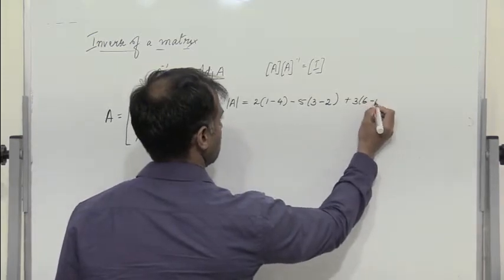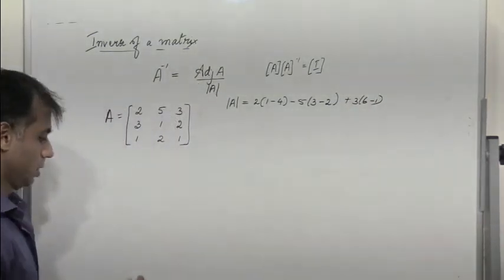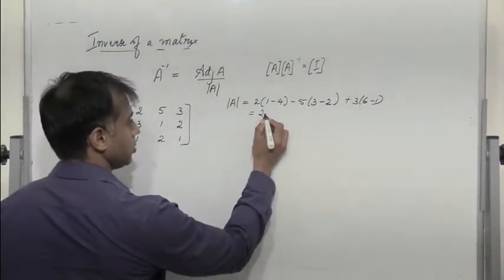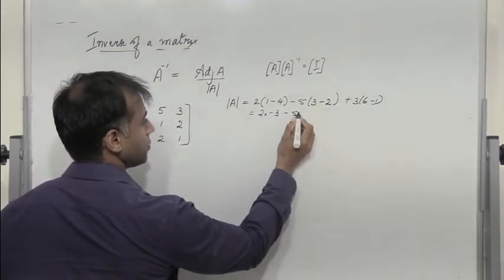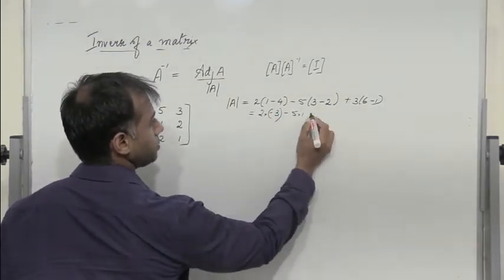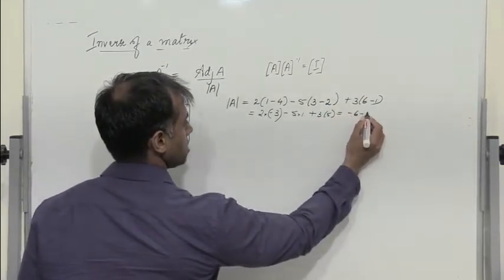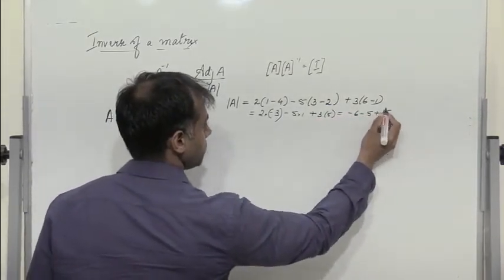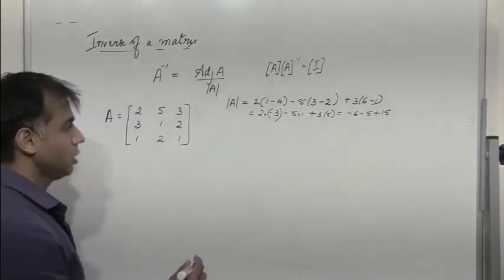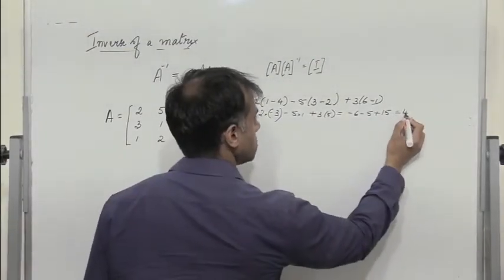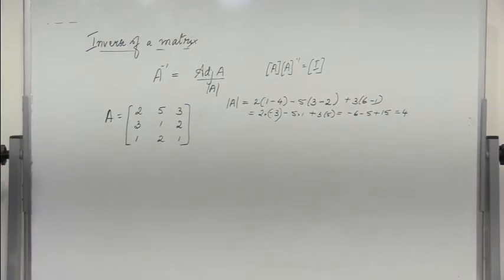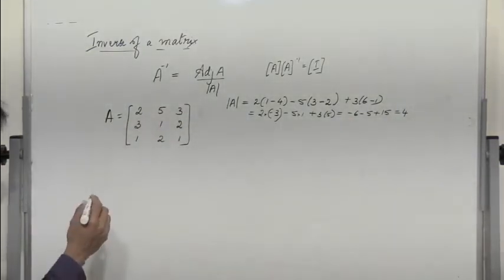So it is 6 minus 1. So what do we get? We get 2 into minus 3 minus 5 into 1 plus 3 into 5. So we get minus 6 minus 5 plus 15. Okay, so we get 4. So determinant A is 4. So next let's find the adjoint of a given matrix A.